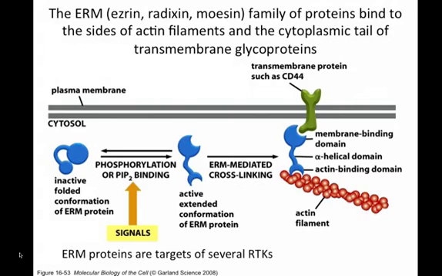So let that sink in for a minute. Right now you're thinking in your head, receptor tyrosine kinases. What were those? Who remembers what those were? Some kind of receptors that had kinase domains and they phosphorylated things. They're activated by ligand binding, and then they phosphorylate themselves, and then they phosphorylate other things. And one of those targets would be ERM proteins.